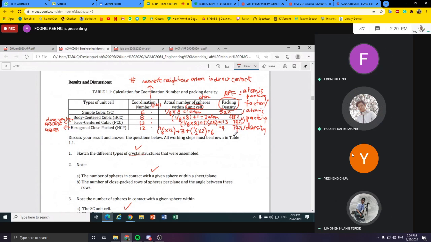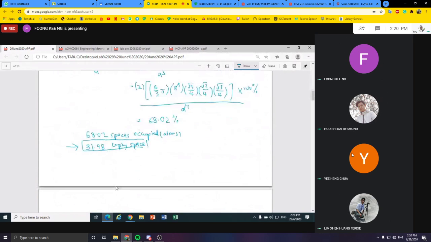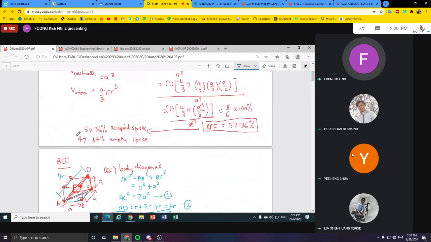So the empty space is 47% for this, compared to BCC, how much? 31%. You tell me this is higher. If this is higher, it means more empty space, fewer atoms, or less dense. If the metal has this crystal structure, it is lighter. Lighter means less dense, so the weight will be lesser because it's a solid and rigid atom.